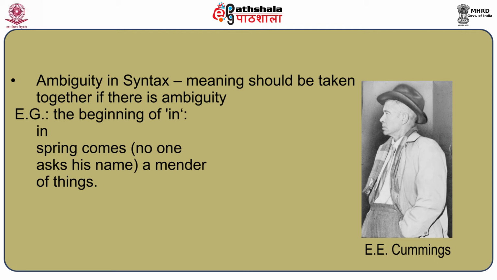First line: in; second line: spring comes; third line: a mender; fourth line: of things. Now if we look at the syntax, it is one expression: in spring comes a mender of things. Now how does one read this expression? In spring comes a mender of things. It is ambiguous, because two grammatical readings are possible.